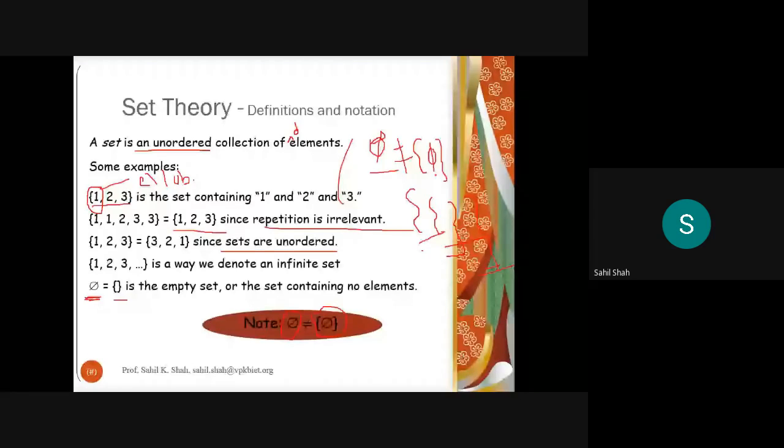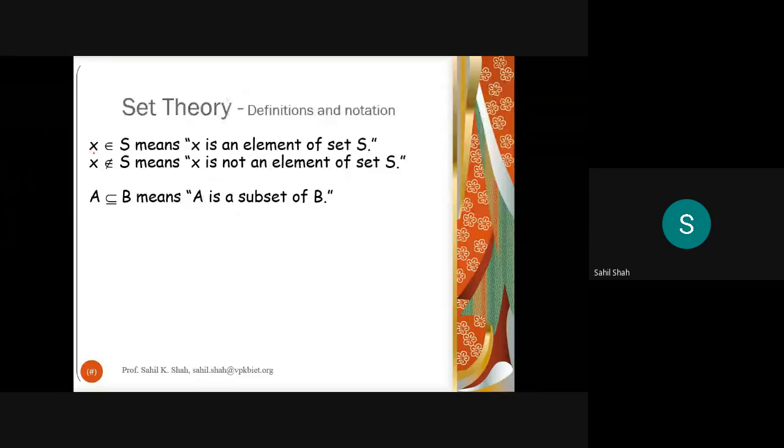Moving further, we have some notations which are useful for denoting the relationship between an element of a set and the set. Let S be a set of different elements, and if I want to denote that X is an element of set S, I use this symbol, X belongs to S. This notation is read as belongs to. X belongs to S means X is an element of set S. If a particular element X is not a member of S, then you would say X does not belong to S. That means X is not an element of set S.